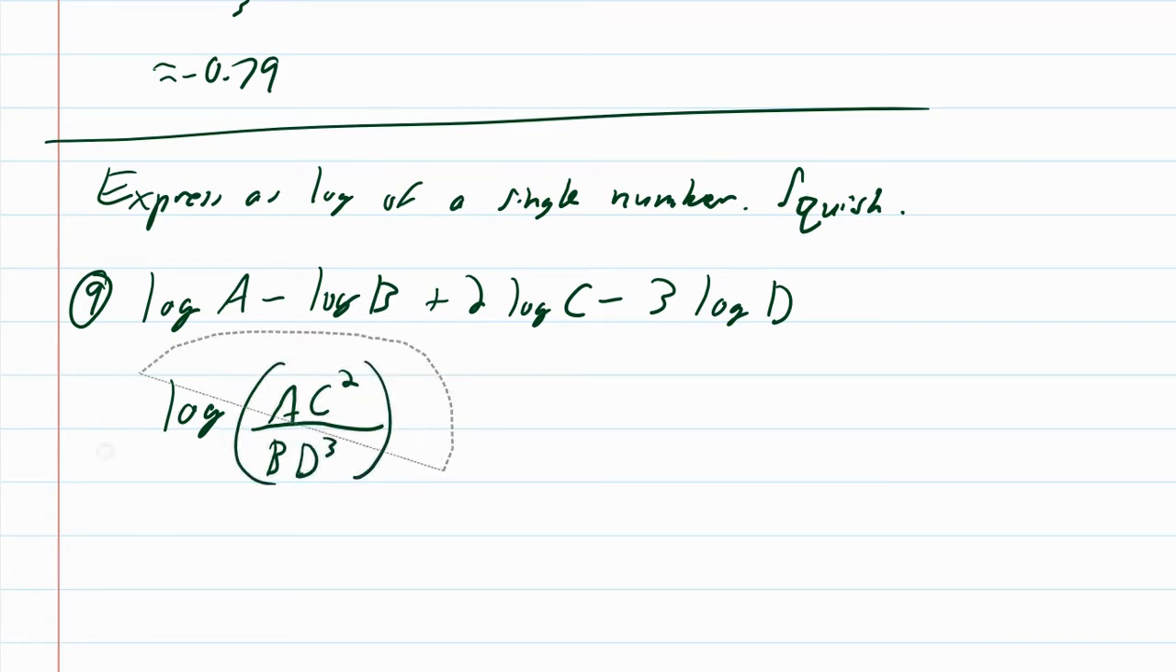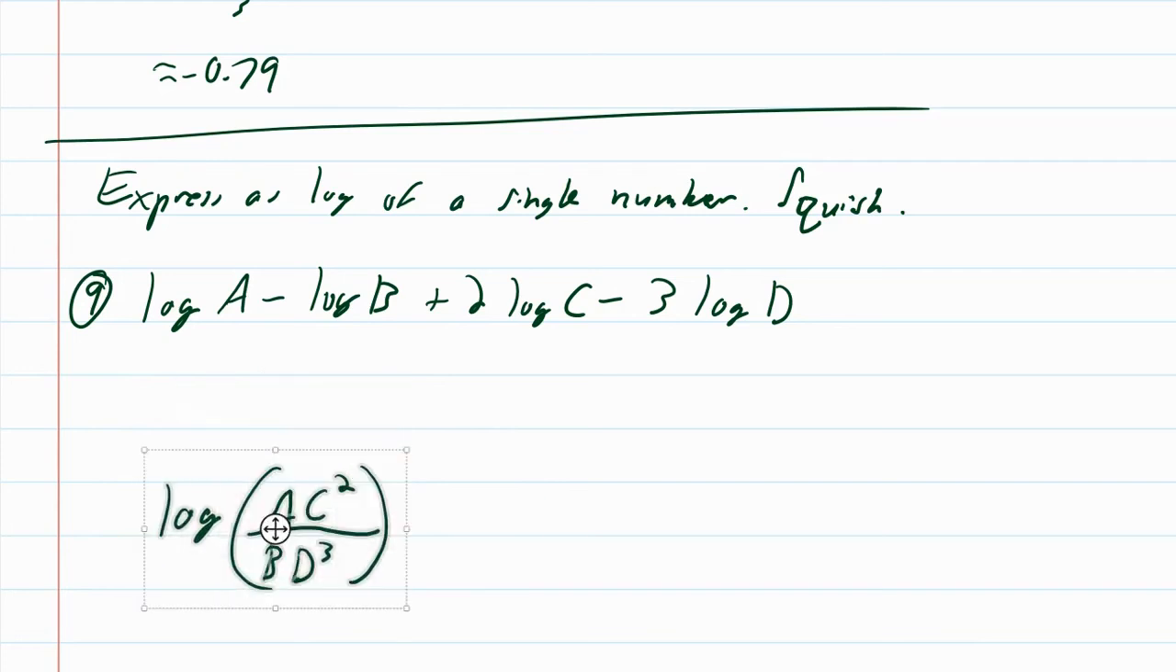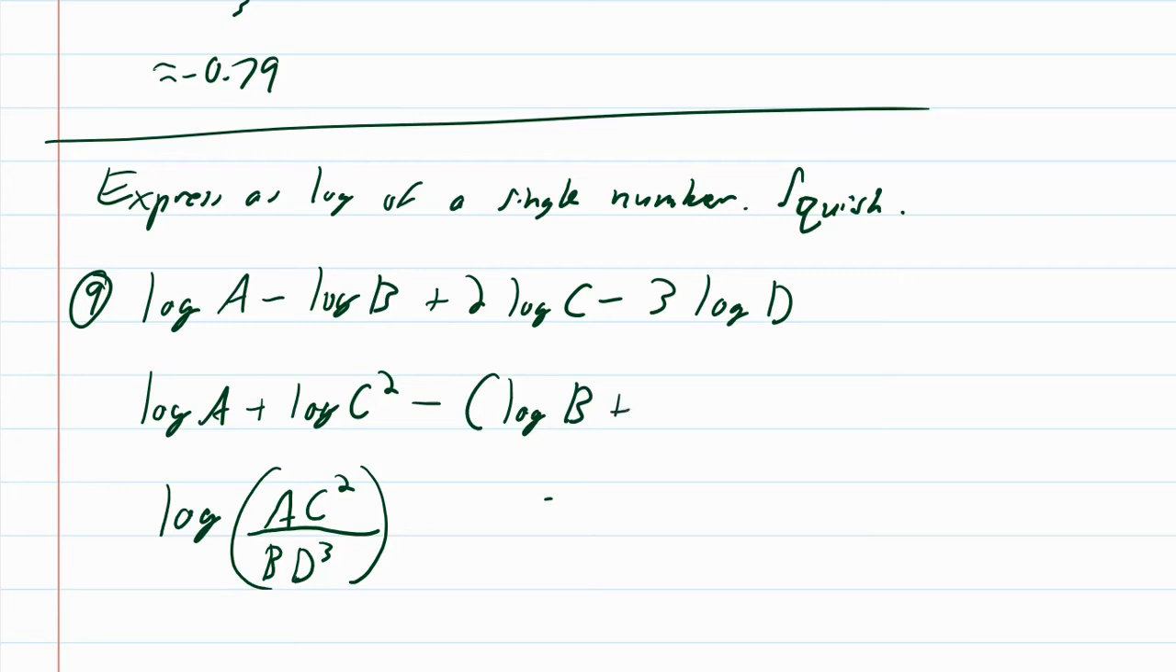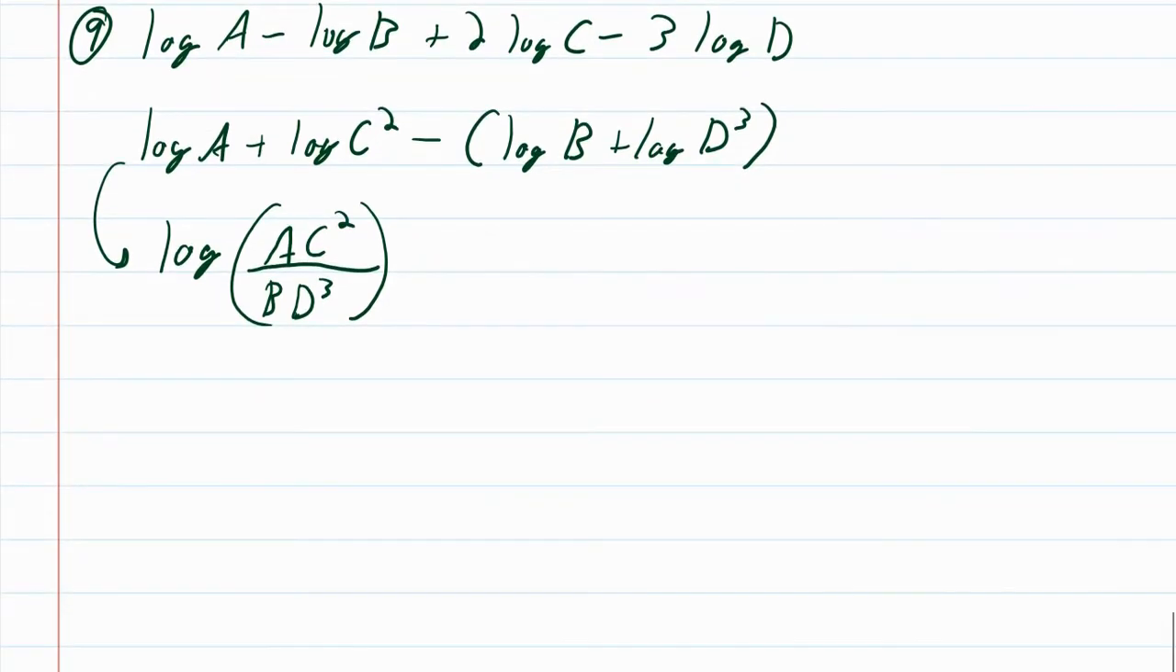If that was too much of a leap for you, let's slide this down and just group together my pluses. Log of A plus, this would be the log of C squared, minus, I'm going to group together these as the log of B plus the log of D cubed. So I have my positives and my negatives all grouped together, and then you can see how that moves to become that expression.